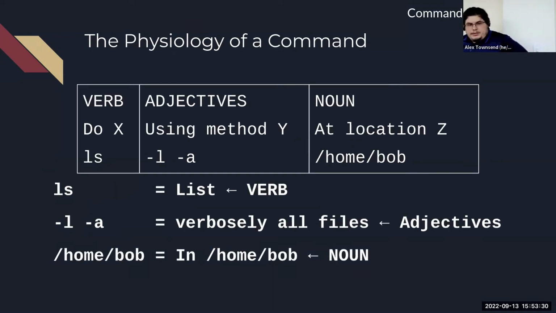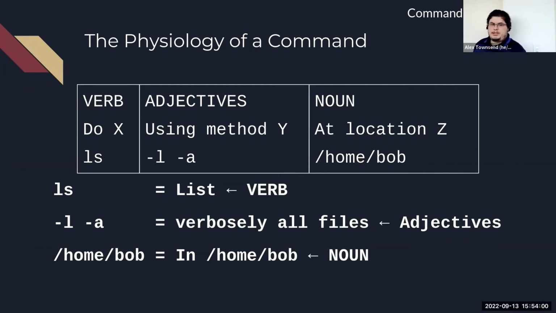You can kind of think of these commands in terms of human language. They generally follow a verb, adjective, noun structure. The command executable itself can be thought of as a command to say do something, the options can be thought of as adjectives, like using method Y, and the argument can be thought of as a noun, saying at location Z.